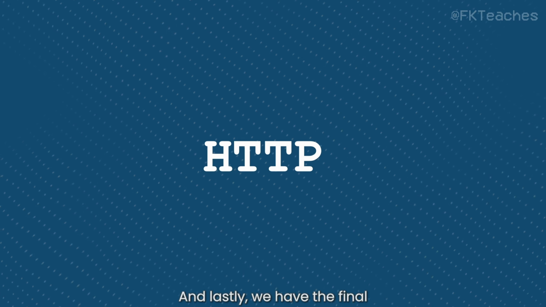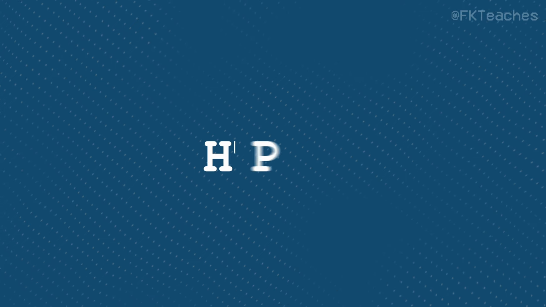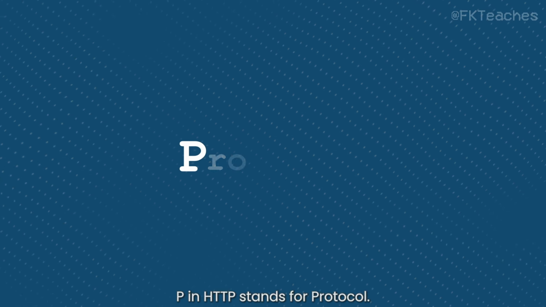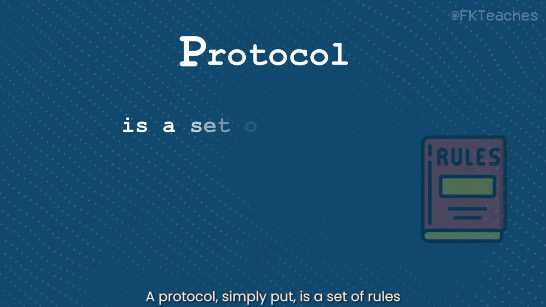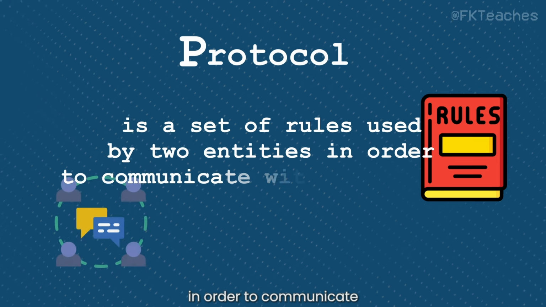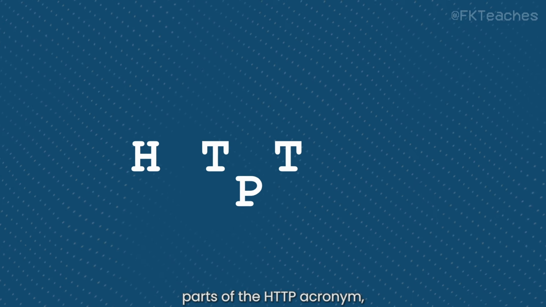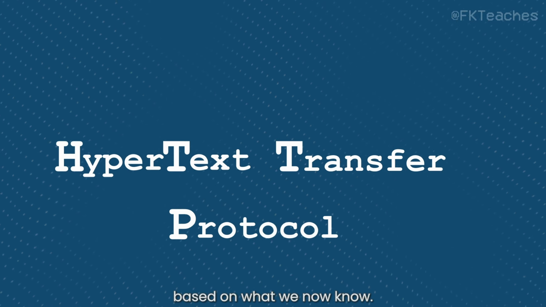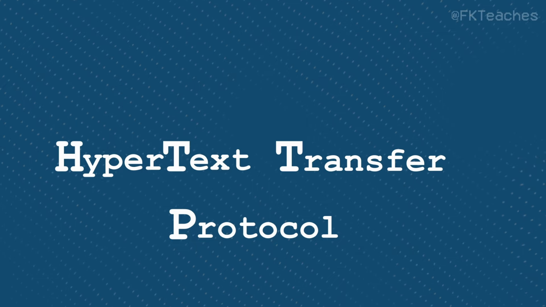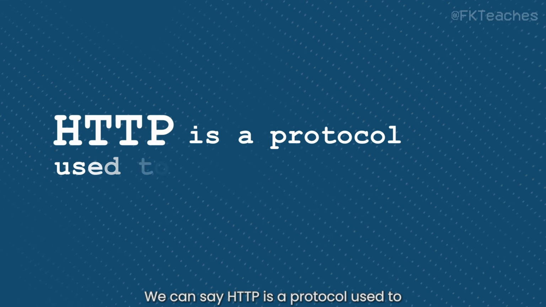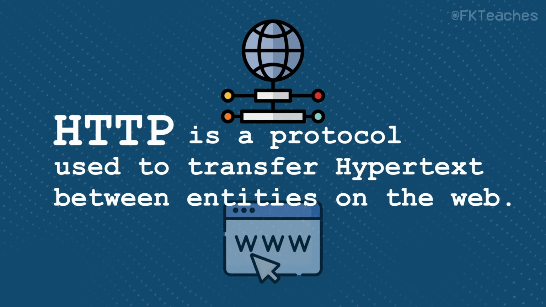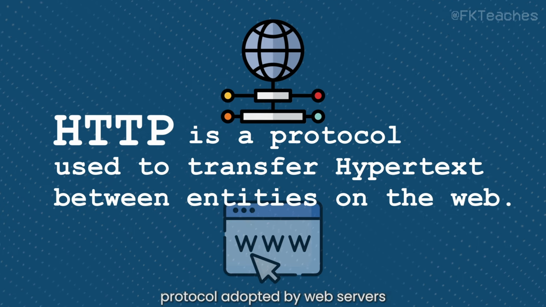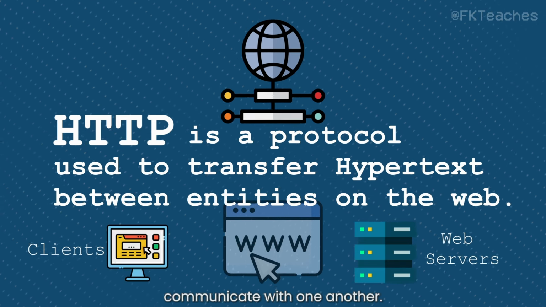And lastly, we have the final letter in the acronym, the P. P in HTTP stands for protocol. A protocol, simply put, is a set of rules used by two entities in order to communicate with one another. Now that we have broken down the individual parts of the HTTP acronym, let's try and define it based on what we now know. We can say HTTP is a protocol used to transfer hypertext between entities on the web. This is why it is the communication protocol adopted by web servers and clients to communicate with one another.